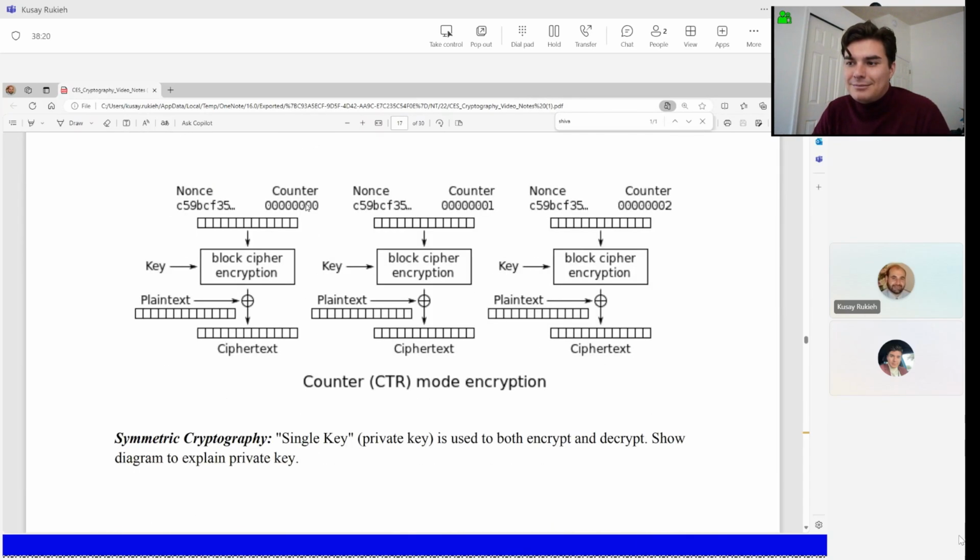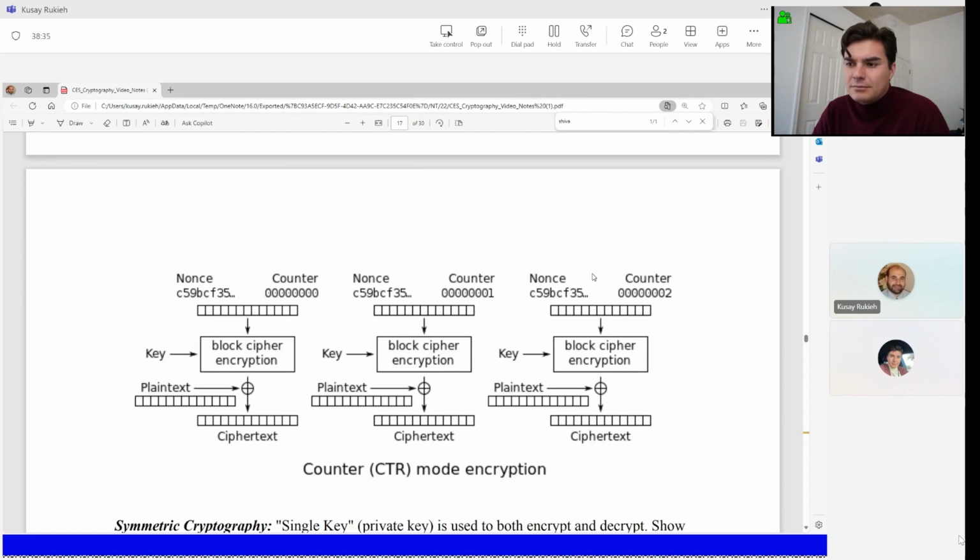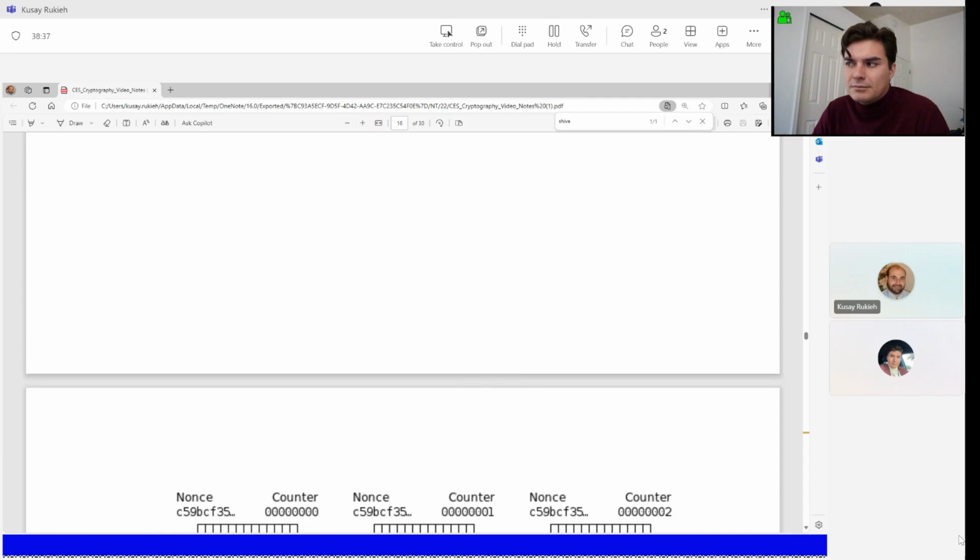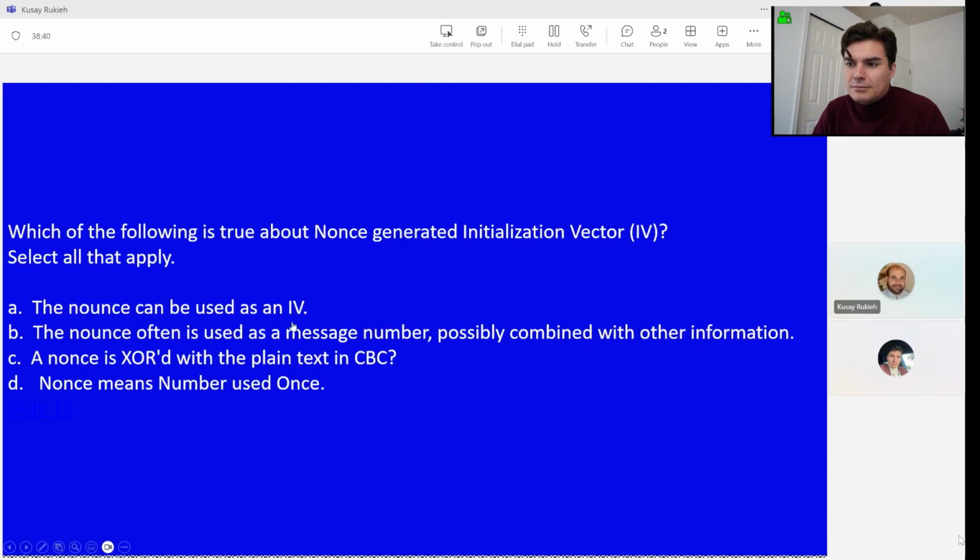This is why in CTR mode, we replace the IV with two parameters, the nonce and counter combination. And the counter keeps incrementing, so you'll never be able to guess the number right here. So it keeps changing. So the nonce can be used as an IV, but not by itself. Remember, the nonce does not live by himself. He needs his roommate, which is the counter. So wouldn't the better answer be B? Okay, so the answer is B.